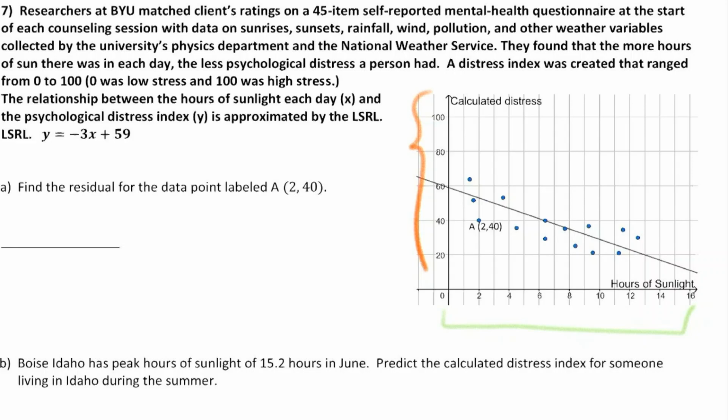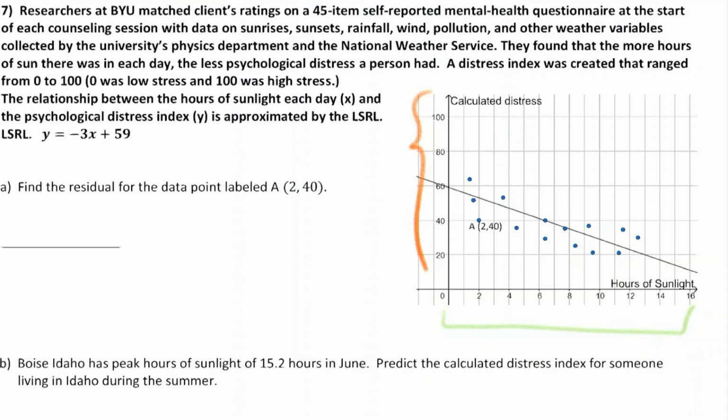The relationship between the hours of sunlight each day, x, and the psychological distress index, y, is approximated by the least squares regression line, y equals negative 3x plus 59. And you can see that line's plotted. You can see it's got roughly a y-intercept there at 59, just below 60, and it's down 3 over 1.